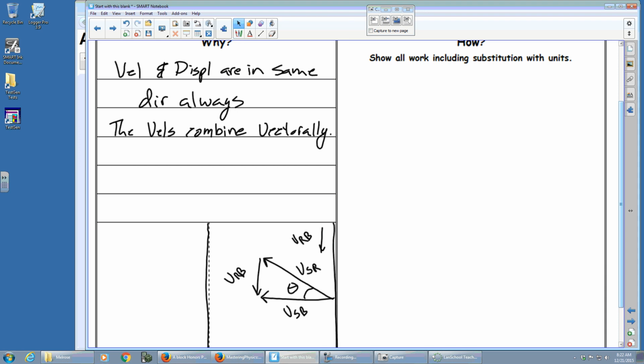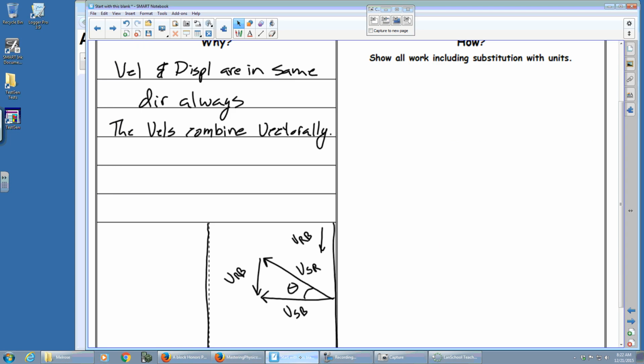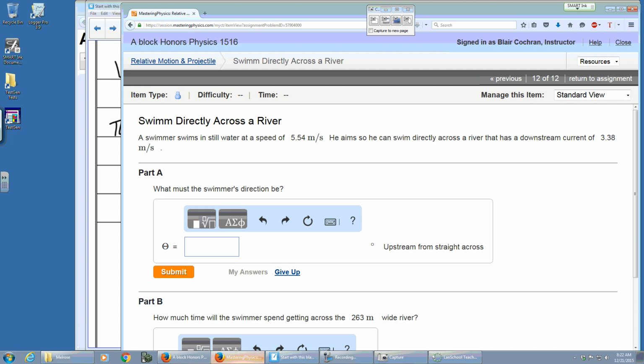So let's see, what do they want to know? They want to know what must his direction be, in degrees upstream from straight across. Well, that's good. That's the angle. So they're asking for the angle I labeled theta. All right, so we want to look at this angle. Still water, 5.54 meters a second. So that's going to be the magnitude of the swimmer's velocity, and the current's magnitude for me is 3.38.